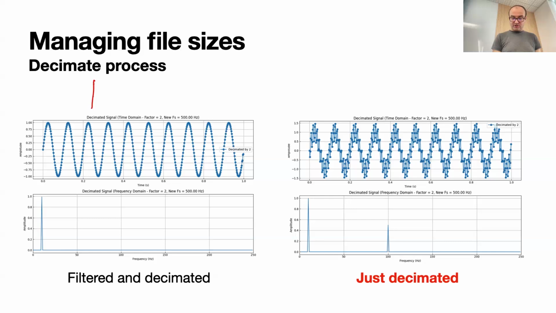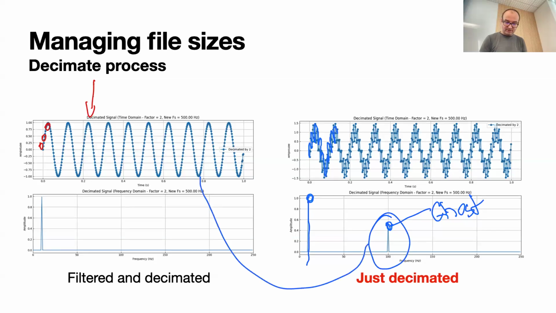So we have this original signal here. We didn't filter it. We just took every 10th point. What happened is something that is called aliasing. And now the signal became this. So there are wiggles, and there are two frequencies, the original one and one that is called ghost frequency. This frequency was not present in the original signal, but appeared now because we didn't filter and decimate. We just did the decimate process.